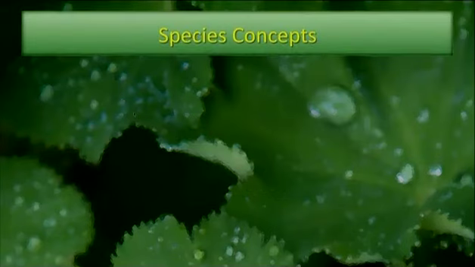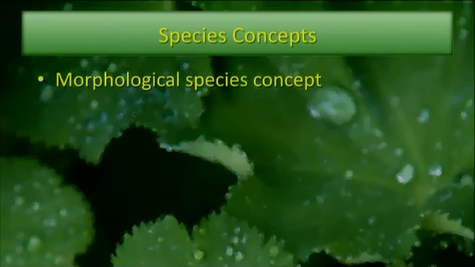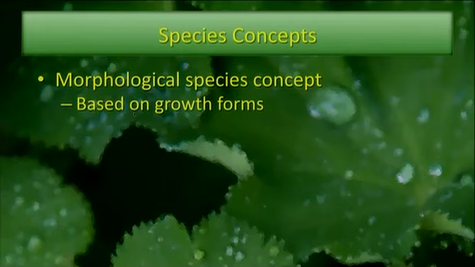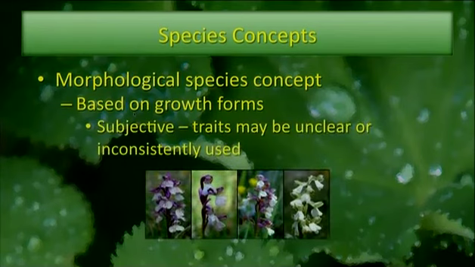Now we have different kinds of species concepts. Species are usually the basic units of classification, and there are at least 22 different ways of classifying species. First, we have the morphological species concept. It's based on growth forms or morphology, and relies heavily on herbarium specimens. So this can be very subjective, as traits may be unclear or inconsistently used depending on the taxonomist. That's a drawback for the morphological species concept.